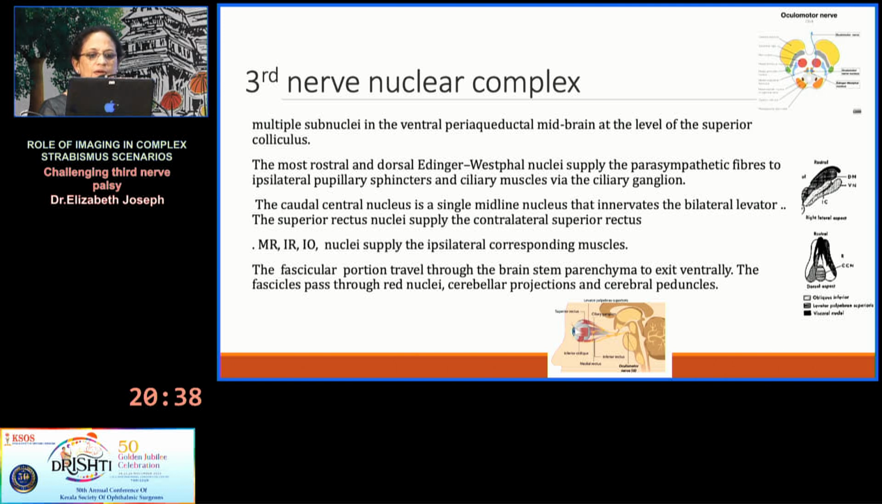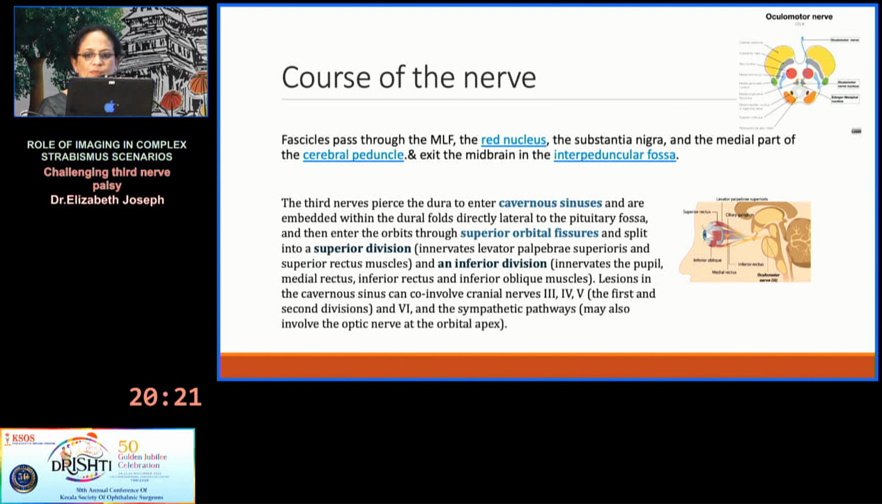So in a nuclear paralysis, there will be bilateral ptosis and opposite eye superior rectus involvement, with the same eye medial rectus, inferior rectus and inferior oblique involvement. That is how you localize whether it is a nuclear lesion or not. Coming from the nucleus, the fascicular portion goes through the medial longitudinal fasciculus, the red nucleus, substantia nigra, and then emerges from the midbrain in the interpeduncular fossa. As the third nerve passes through all these structures, there will be associated neurological findings like ataxia, hemiplegia, etc. in case of fascicular portion involvement.